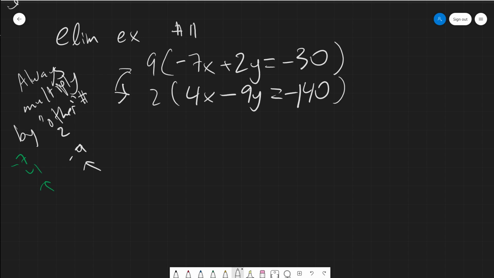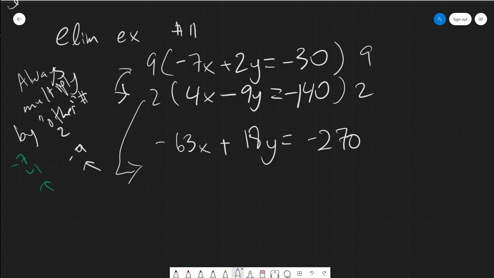So let's multiply this stuff out. Negative 63, always negative when multiplying with opposite signs, and 18y, always positive when multiplying with same signs. And don't forget to hit that other side and get that negative 270. Some people write it on both sides just to remember that. We're not multiplying it twice, it's just an organizational point.